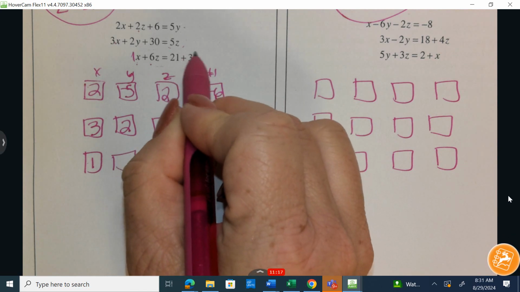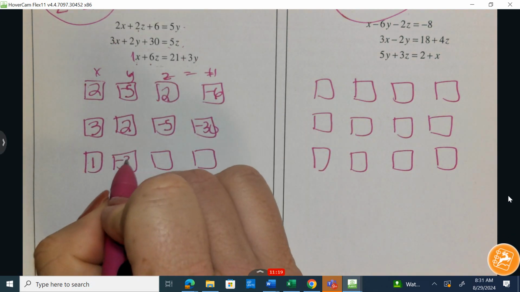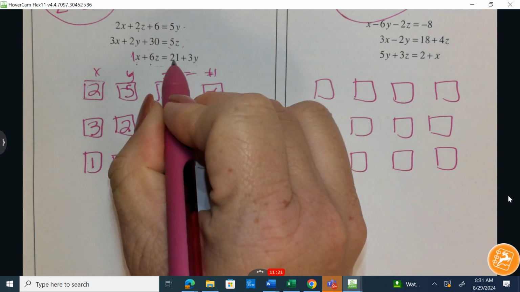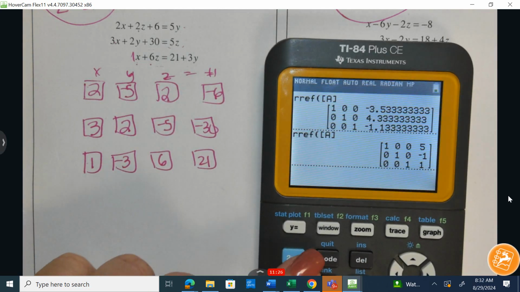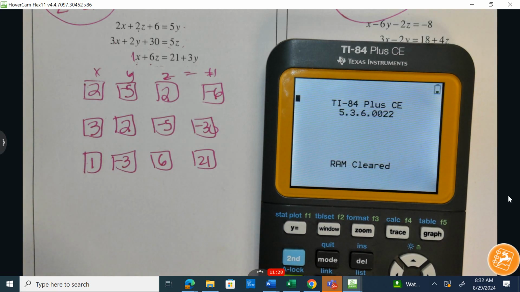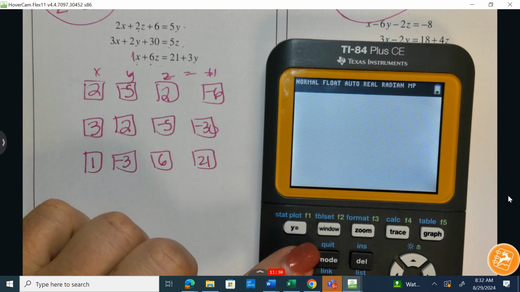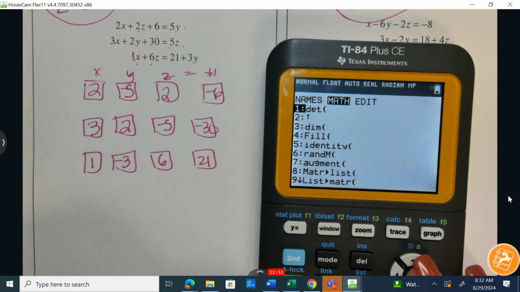When the 3y joins the left-hand side, it becomes a negative 3. Z is on the correct side, and 21 is on the correct side. I'm always going to start by going second plus 7, 1, 2. Here we go. So I'm going to go second matrix. I'm going to go to edit.